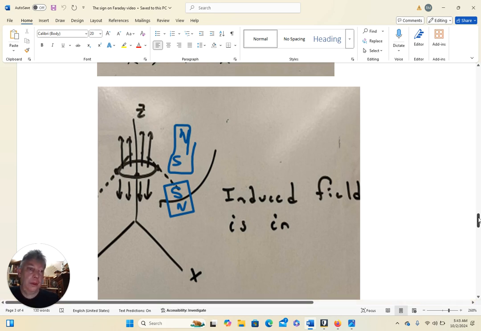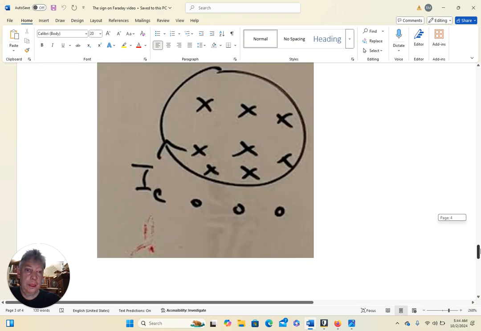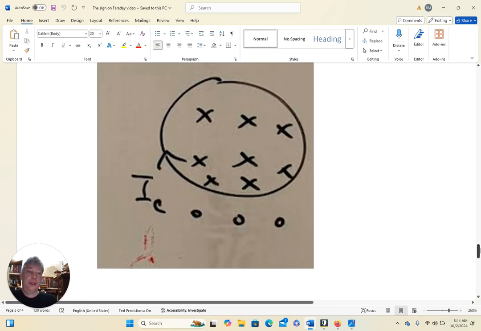We expect to oppose that change in that other field, so as energy is picked up in the loop, energy is decreasing with the current carrying conductor. And this is what we would really expect right here: we expect that the induced field is going to be inside the loop, and the current is going to be clockwise.